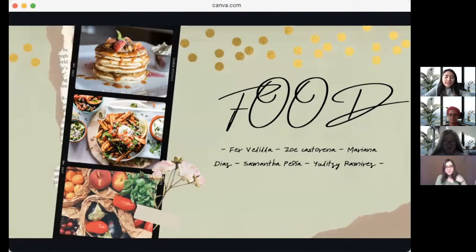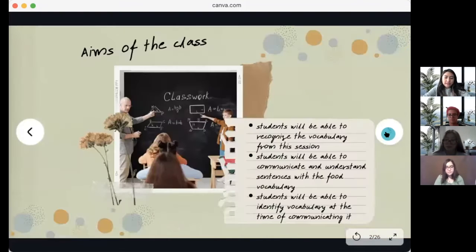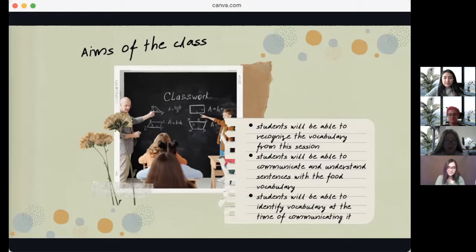Hello class, good morning. So now the topic of the day is food. So let's talk about the aims of the class. Who wants to help me to read? Me, please, Mariana. The students will be able to recognize the vocabulary from this session. Students will be able to communicate and understand sentences with the food vocabulary. Perfect. Now, Sam, could you please help me? Sure. Students will be able to identify vocabulary at the time of communicating it.